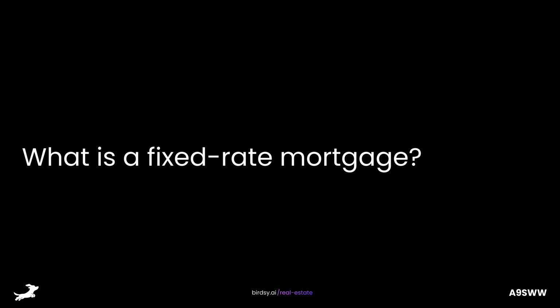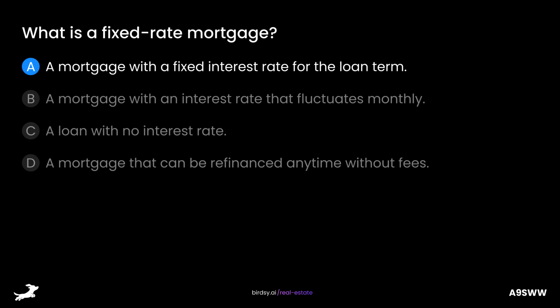What is a fixed-rate mortgage? Is it A, a mortgage with a fixed interest rate for the loan term? B, a mortgage with an interest rate that fluctuates monthly? C, a loan with no interest rate? Or D, a mortgage that can be refinanced anytime without fees? The answer is A, a mortgage with a fixed interest rate for the loan term.